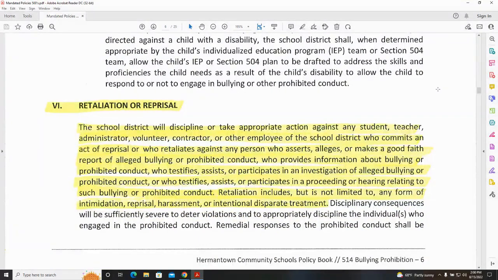So, retaliation and reprisal. Once again, this is mentioned multiple times in this policy and throughout other policies. Anyone who makes a report, any witness who gives a statement, any person who has been a victim of bullying is protected from any retaliation by those who have been perpetrating the bullying actions.